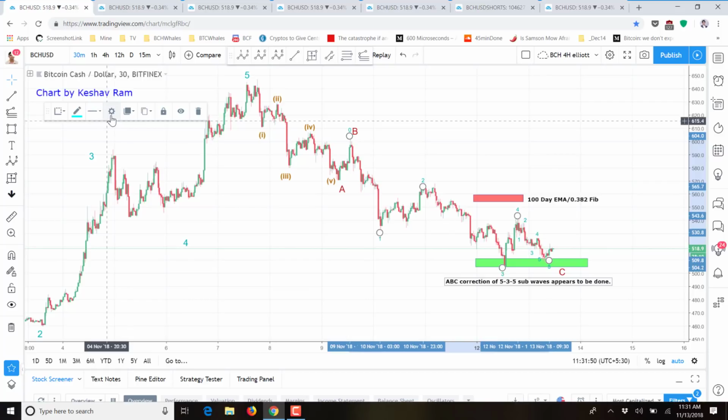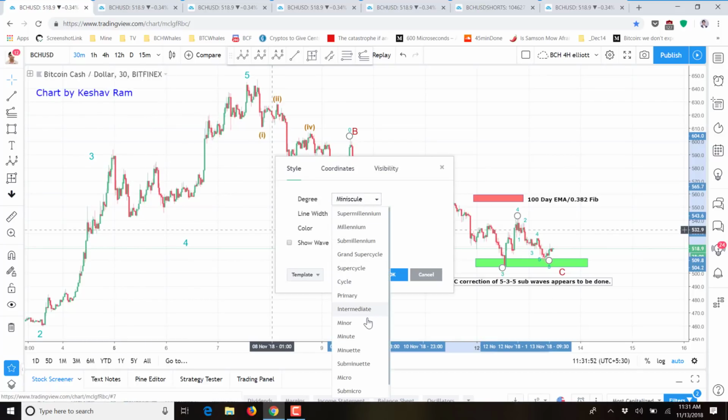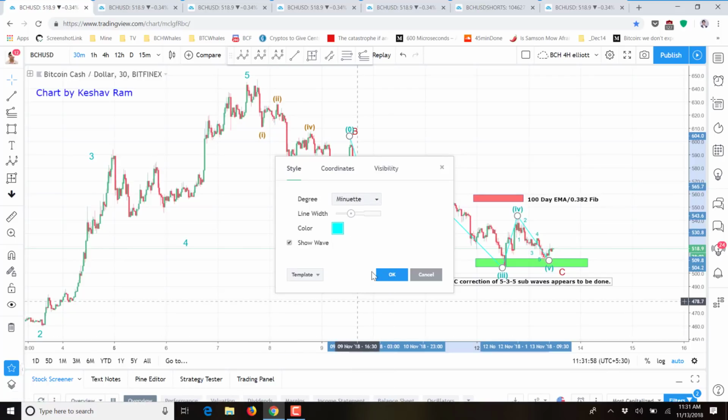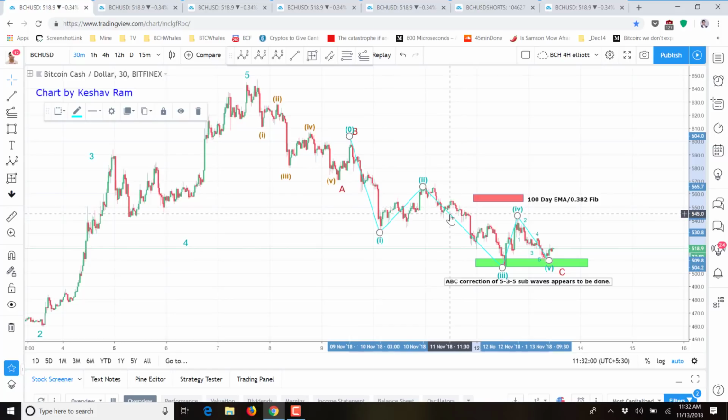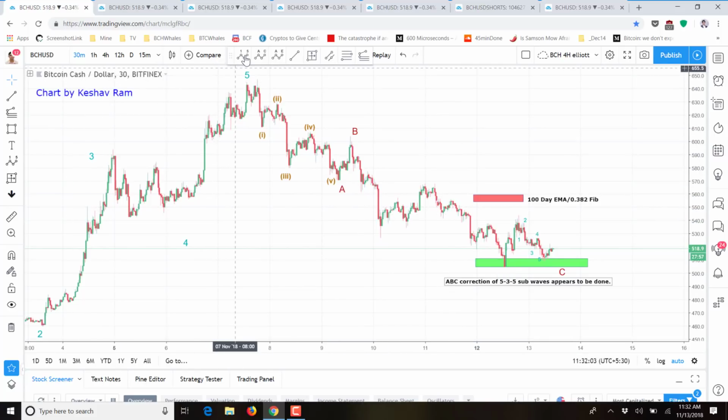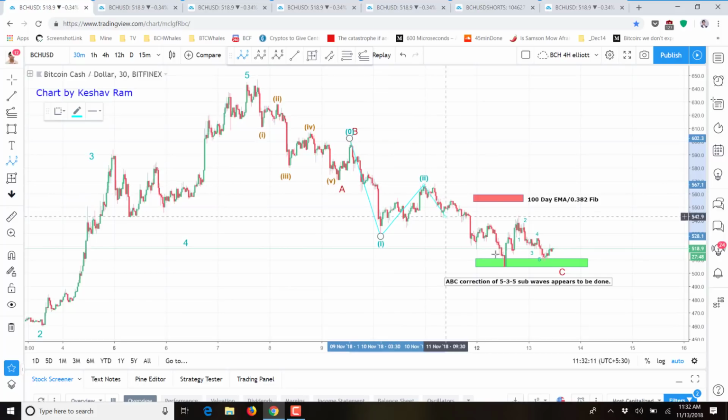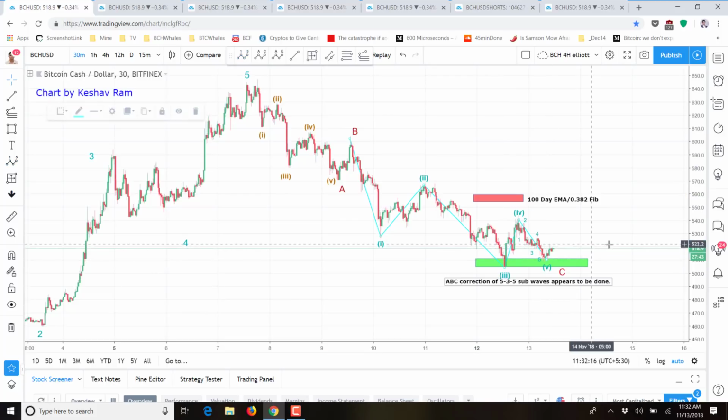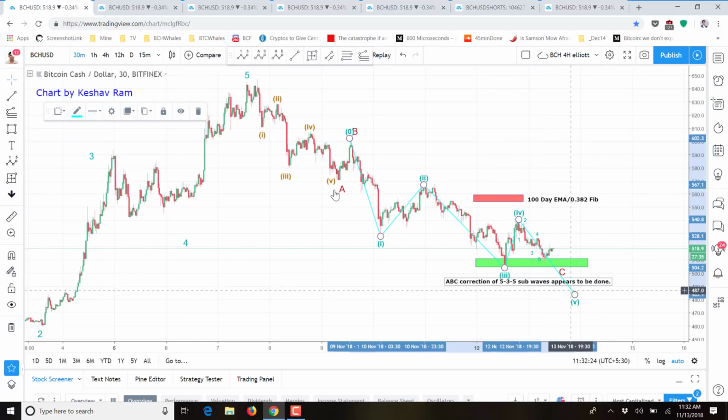Okay, let me go to a higher time frame. So let me do it again. Here are the subwaves from B to C, and why I think C is done. This is the first wave, this is the second wave, this is the third wave, this is the fourth wave, and this is the fifth wave. Now, the fifth wave has fallen below the third wave. Usually it goes below this, just like it has gone here. This is the third wave ending here, this is the fifth wave ending here.